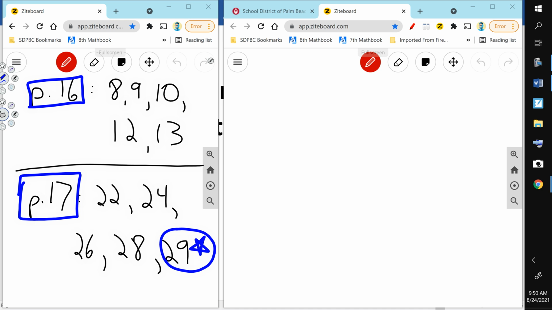So let's get started. Number 8. Set it up like this. You're going to set up the problem the way that you see it. And you're going to start by asking yourself, will 4 go into 1? Well, no. But will it go into 13? Yeah, sure will. It'll go into 13 3 times.